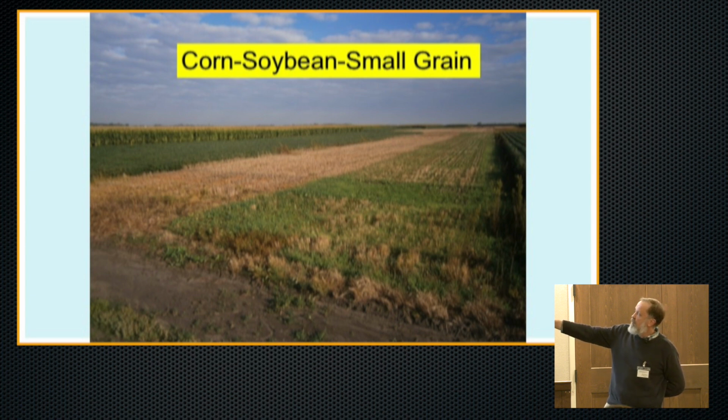The weeds that will grow in small grain are different than are going to grow in corn and soybean as warm season crops. So we're breaking up not only the insect disease life cycles, but we're breaking up the weed life cycles by adding this variation. So that's just one example.